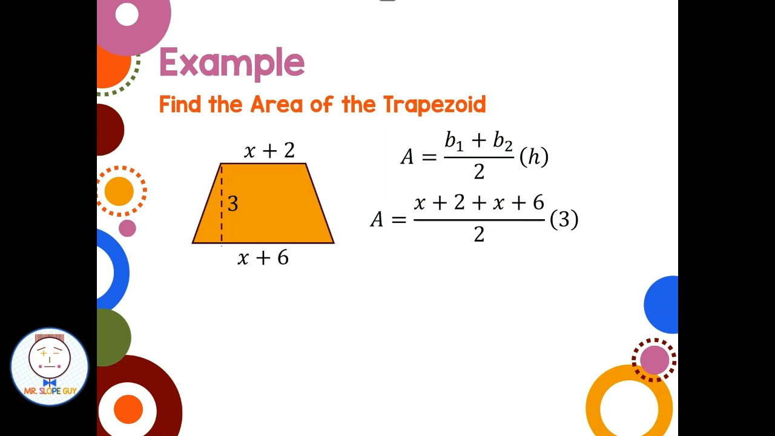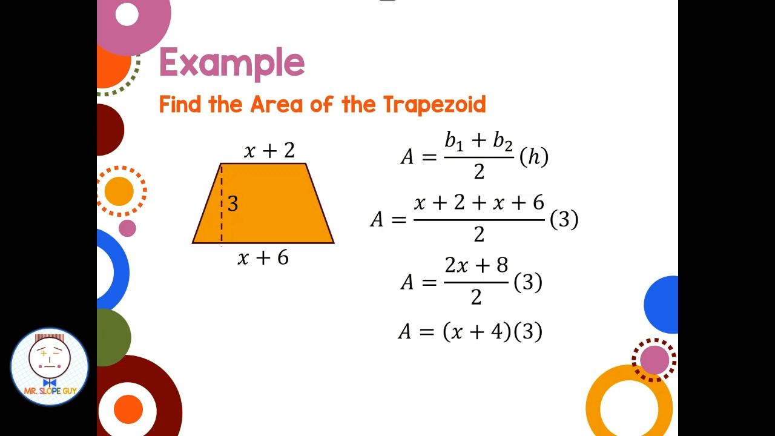Now we're looking at simplifying the numerator. Well, I have some like terms I could combine. I can combine x and x to get 2x, and combine plus 2 and plus 6 to get plus 8, divided by 2. Then I could simplify 2x plus 8 by dividing both terms by 2. 2x divided by 2 is x, 8 divided by 2 is 4. So I get x plus 4, and then we still have to multiply times the height of 3.